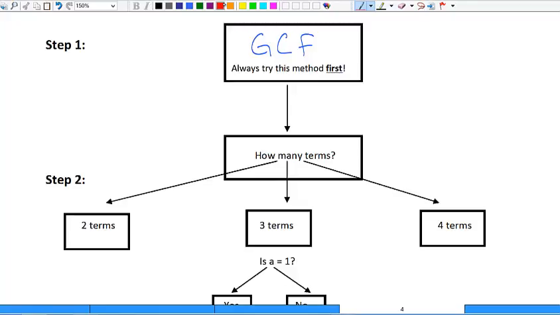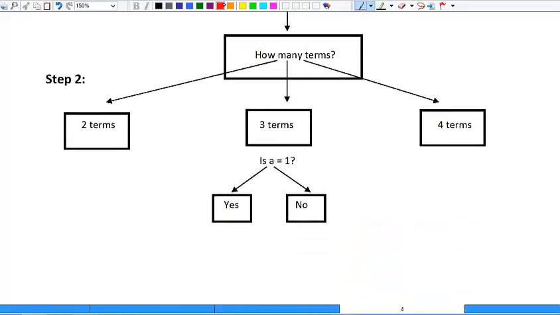The next step is you're going to ask yourself, how many terms do we have in the polynomial that we're trying to factor? And the three answers could be 2 terms, 3 terms, or 4 terms. If we have 2 terms, it's called a binomial, and in order to factor binomials, you need to use a formula. There are 3 formulas that we need to know. It's the a squared minus b squared, or difference of squares, the a cubed plus b cubed, or sum of cubes, and the a cubed minus b cubed.